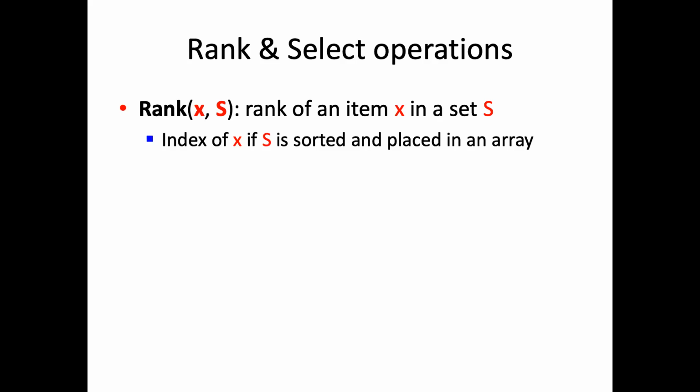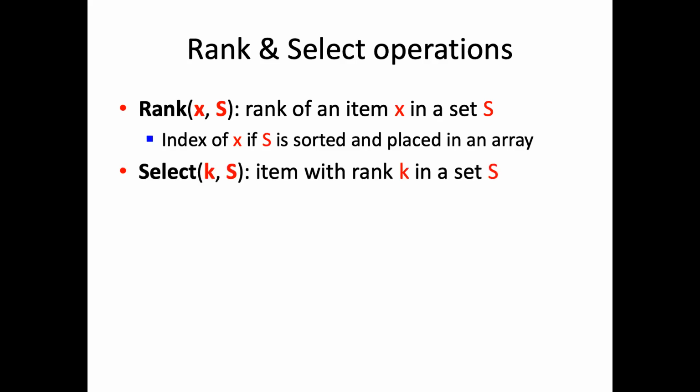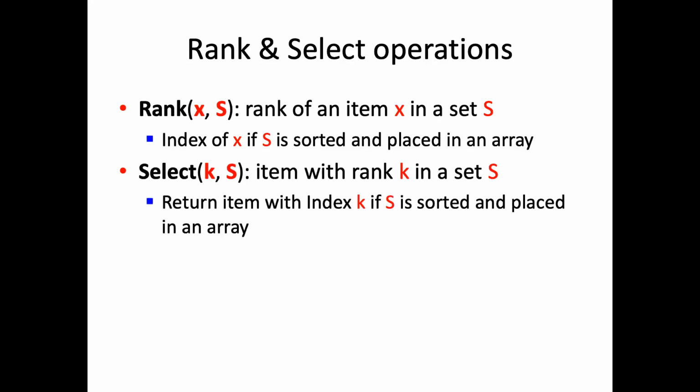Now that's the first operation. There is also a second operation called select, which is exactly the opposite. In the select operation, I'll give you a rank and I'll say, find me the item with rank 6. So in select, I give you the rank and I ask you what the item is. In rank, I give you the item and I ask you what its rank is. Is that clear? Okay. So these two are very closely related operations.